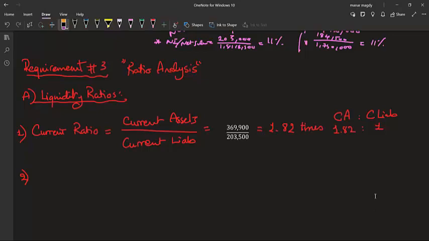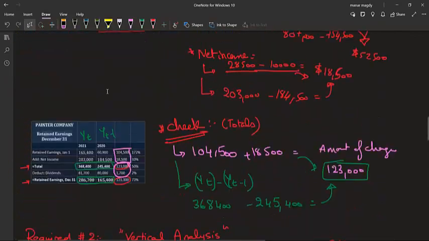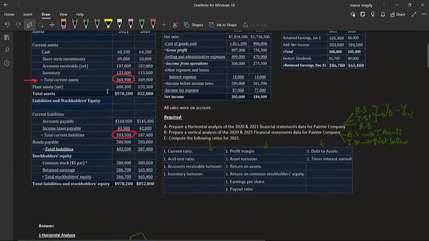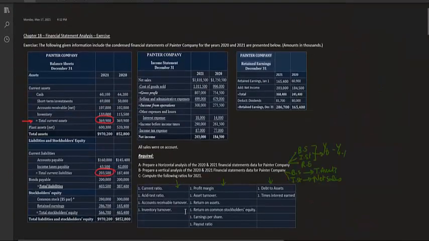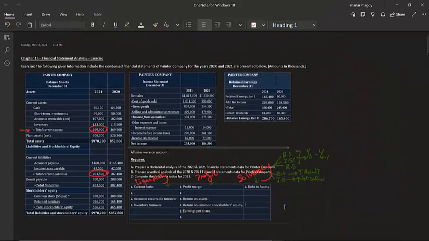Okay, the second ratio in the liquidity we're asked about here is the accounts receivable turnover.